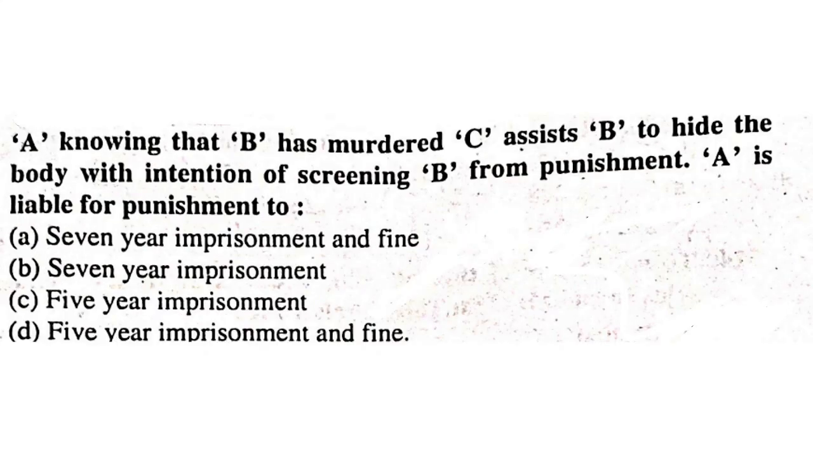A, knowing that B has murdered C, assists B to hide the body with the intention of screening B from punishment. A is liable for punishment of 7 years of imprisonment and fine under Section 201 of the IPC.